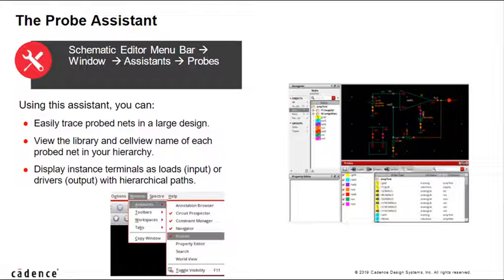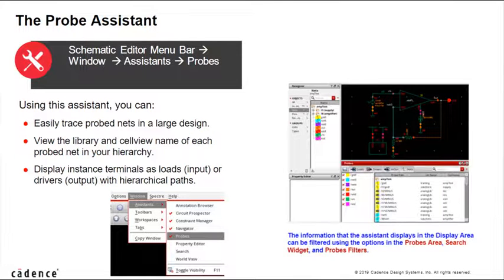Also, cross selection is available from and to the assistant, where selecting a probed net in the assistant will cause the same probed net to be highlighted in the design and in the navigator assistant, and it would have the same color. The information that the assistant displays in the display area can be filtered using the options in the Probes area, search widget and Probes filter.